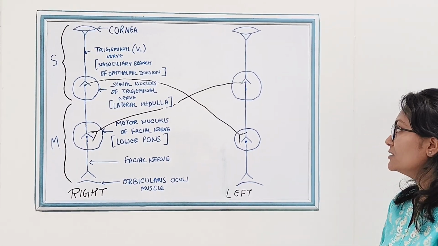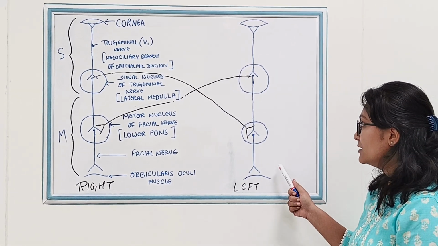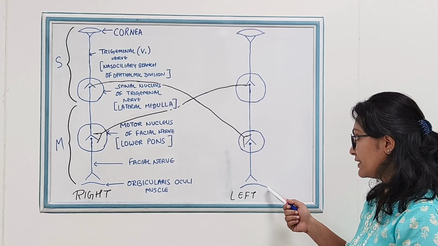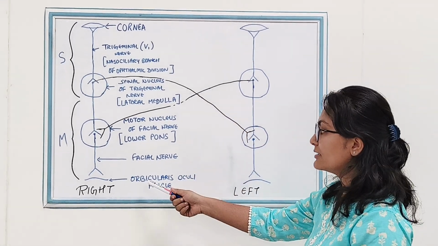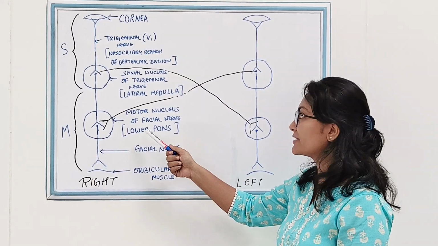In third scenario, if there is lesion at contralateral aspect of motor pathway, there will be the absence of consensual corneal reflex and presence of direct corneal reflex, because there is intact direct corneal reflex pathway.